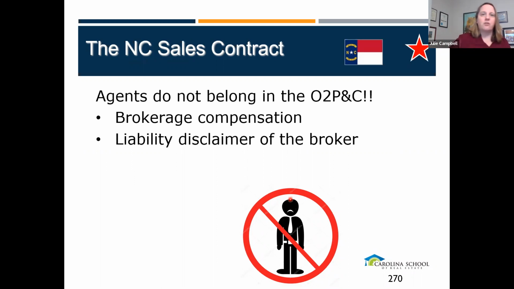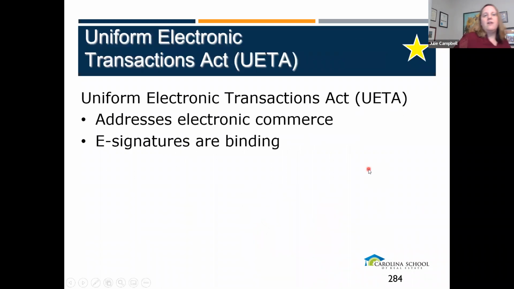We've entered into this new world in contract law, and that's the world of e-signatures. And because e-signatures apply to contract law, we have to have an act about it. So we've got the Uniform Electronic Transactions Act, UETA. The UETA is what addresses electronic commerce. So electronic documents, e-signatures. The UETA says, as long as you agree to use electronic signatures, your e-signature is binding.